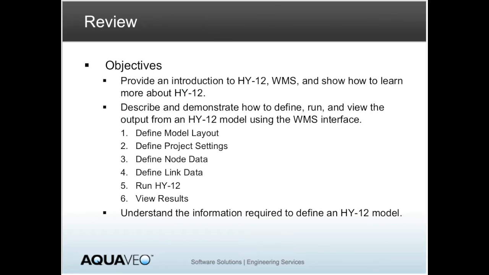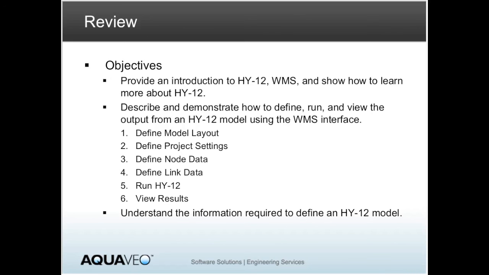The steps required to define, run, and visualize the output of an HY-12 model using WMS were: first, to define your model layout. This includes defining inlet and access hole locations, pipe locations, and other storm drain layout information necessary to define your HY-12 model. This information is defined in its storm drain coverage. Second, define your project settings, which are parameters that are used everywhere in your HY-12 model. Third, define node information. Node information includes inlet and access hole information, rational method parameters, and outfall parameters. Fourth, define link data, including the geometry and associated information for each pipe or channel.